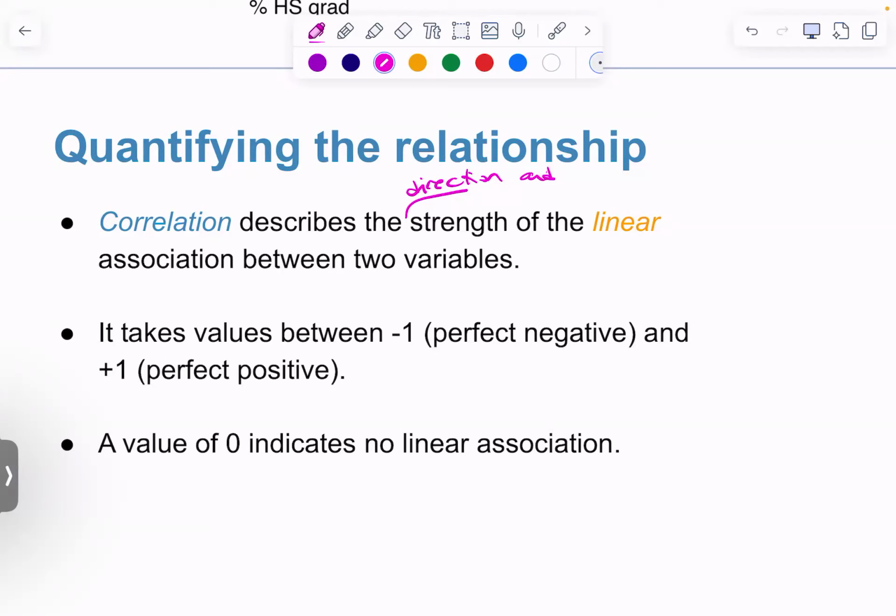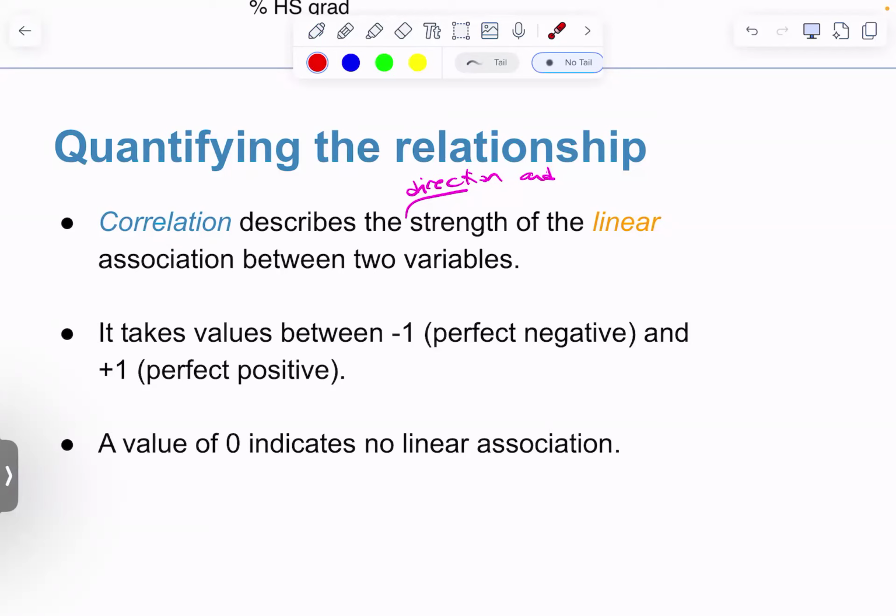Okay? That doesn't mean you can't calculate it. You'll always be able to calculate it, just like you'll always be able to calculate the mean of a numerical variable. But it only is a good measure of center if you have a normal distribution, for example, right? And so that's why the correlation is so tricky, because you'll always be able to calculate it. It exists, but it only applies if you have a linear relationship.